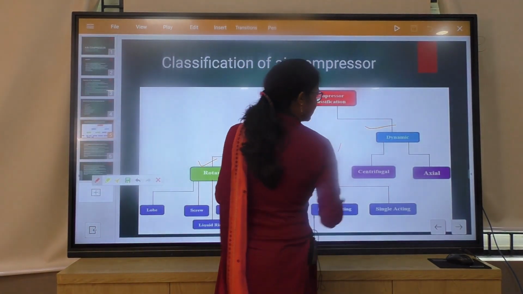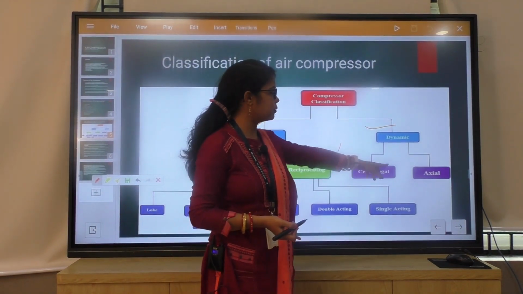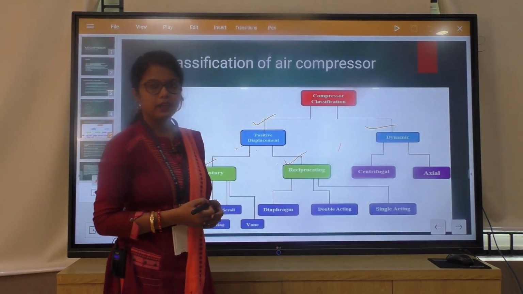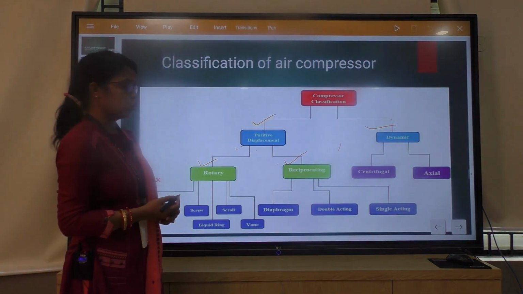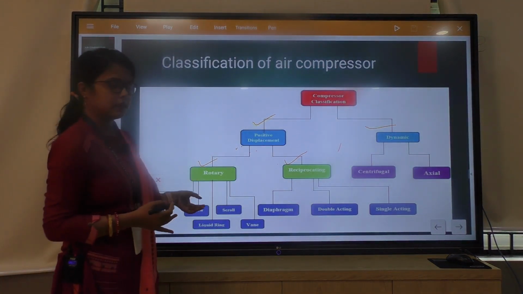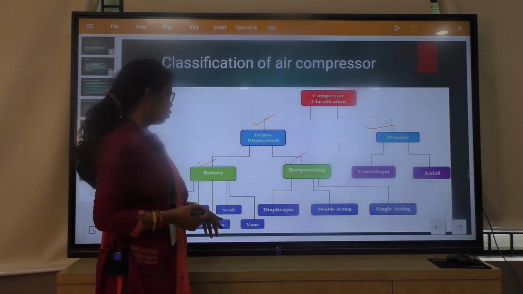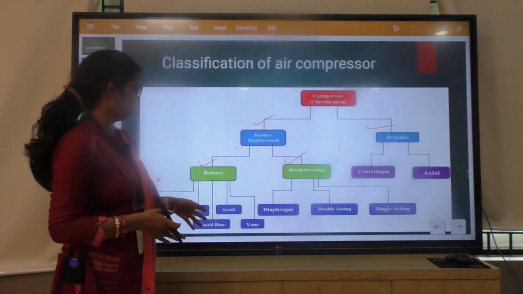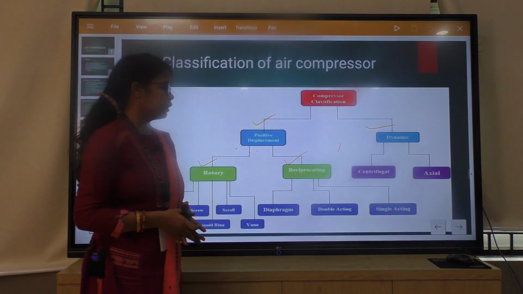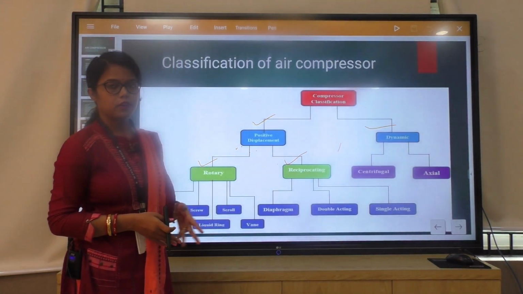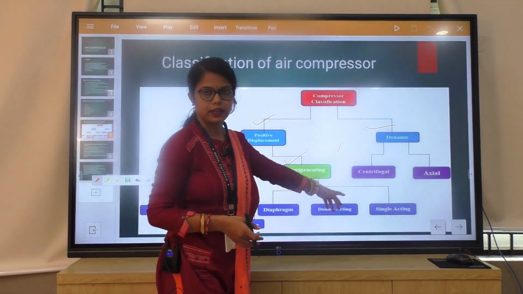Coming to the dynamic compressors, they are further classified into two types, that is centrifugal type and axial type compressor. And the rotary type air compressor is classified into screw type, lobe type, liquid ring, scroll, vane. These are different types of compressor under the rotary type. And under the reciprocating type, that is single acting, double acting and diaphragm, and mainly it is classified into single acting and double acting.